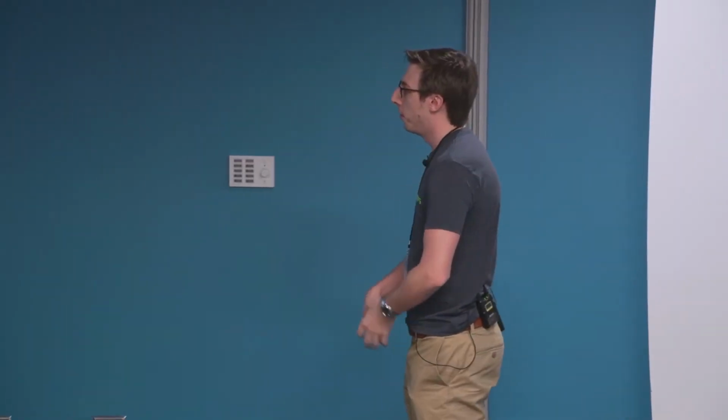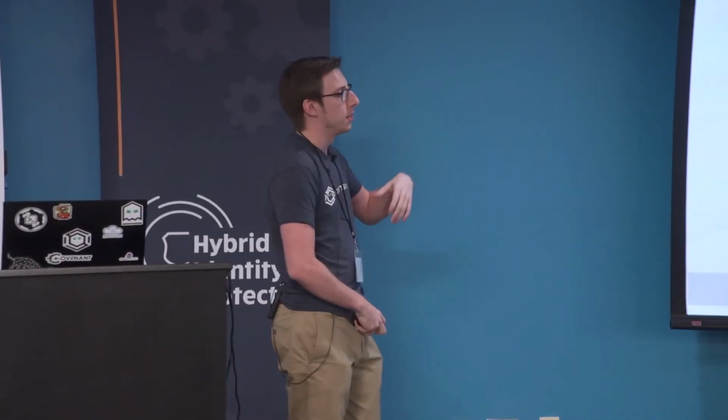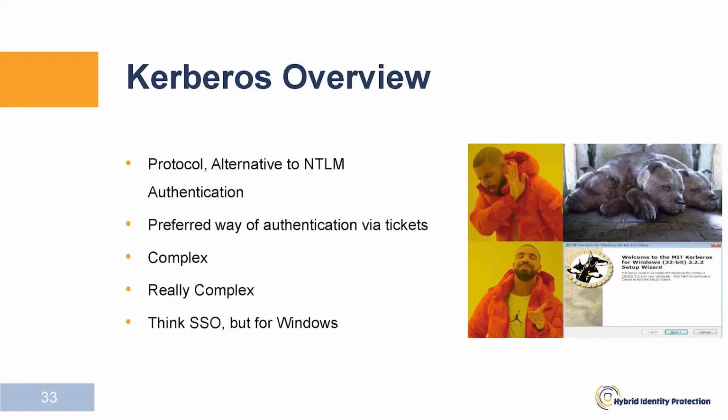Kerberos overview: it is the protocol that is preferred in a Windows domain for authentication. NTLM is the alternative to this in a domain. It is very complex. The easiest way to think of this is like single sign-on, but for Windows. Kerberos isn't new. It's actually pretty old. I think it was made in the 70s by MIT, and now we're on Kerberos version 5, I believe.